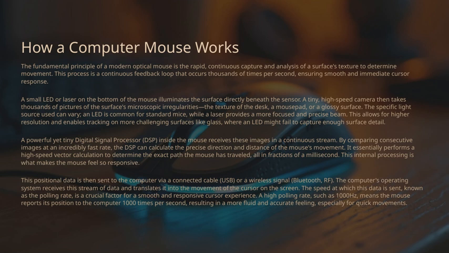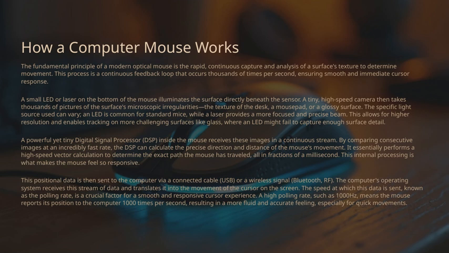All these images are sent to a small but powerful digital signal processor, or DSP, inside the mouse. This processor analyzes the images in real time, comparing each one to the last. By doing this at an incredible speed, it calculates the exact direction and distance of the mouse's movement. It's like performing high-speed vector calculations in a fraction of a millisecond, which is what makes the mouse so responsive.